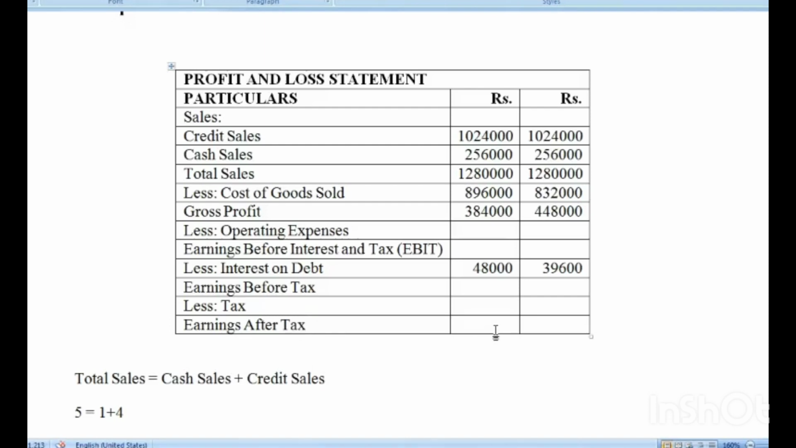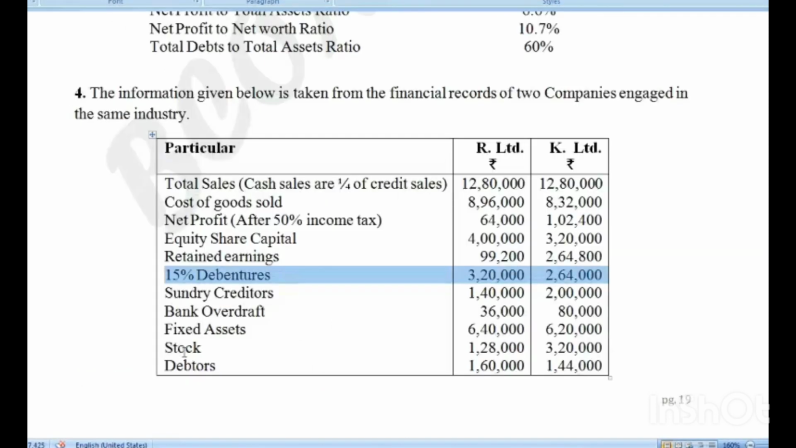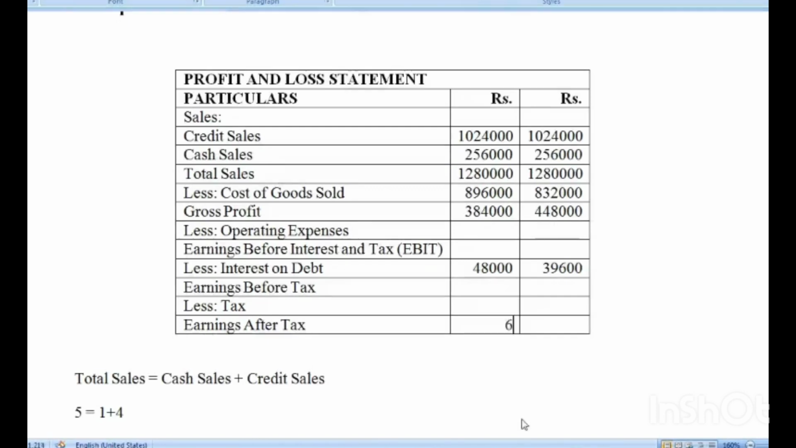Earning after tax is available with us. What is the earning after tax here? Profit after tax: 64,000 and 1 lakh 2,400. This is earning after tax. Now after this situation we need to go reverse. Okay, how do we go? 64,000 is the profit after tax.